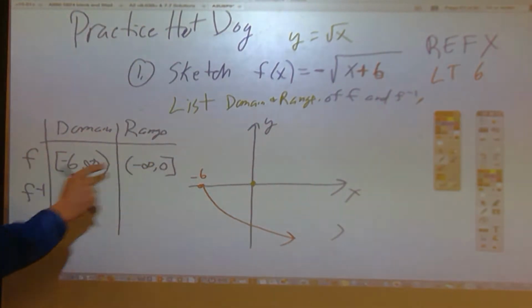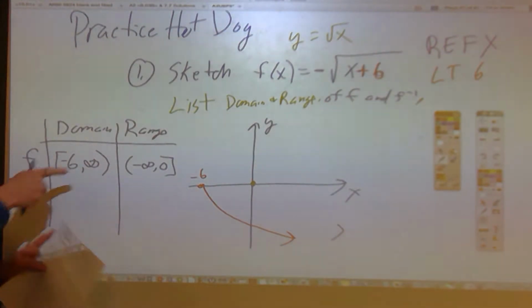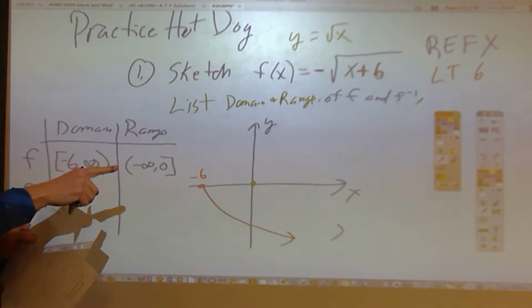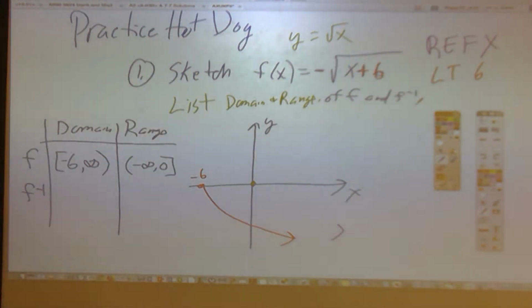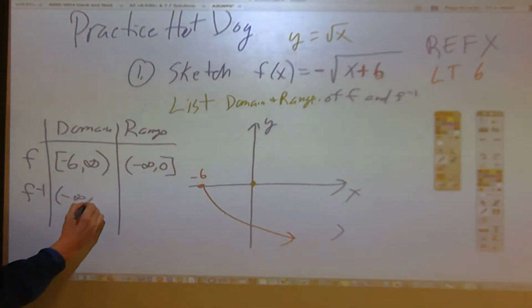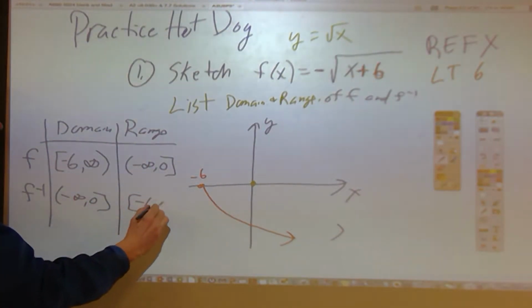Nice thing is that to find the domain and the range of the inverse, they're just the domain and the range of the function switched. It's not just x and y that trade places, it's domain and range that trade places. So what's the domain? Then negative 6 to infinity.